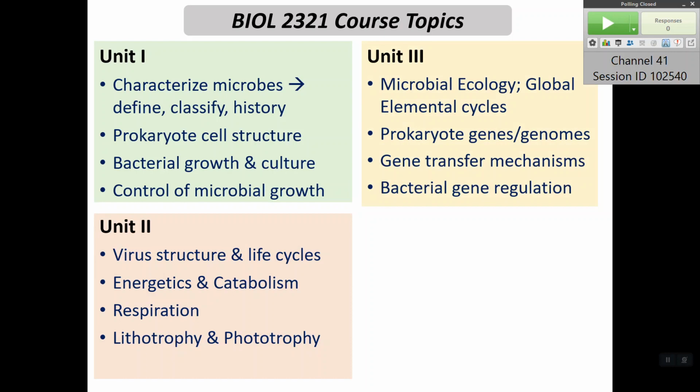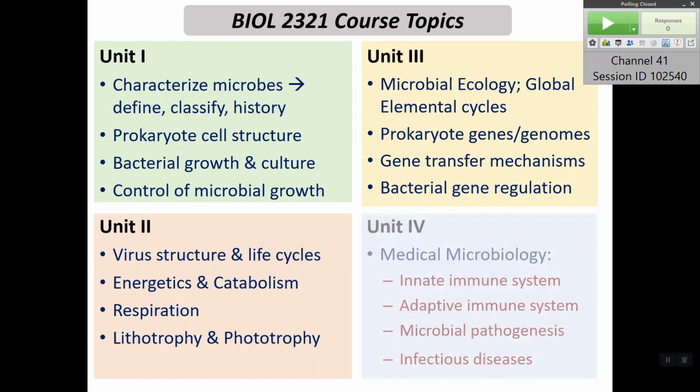Then unit 3 is a little bit about ecology at the beginning. Then this is more or less aspects of bacterial genetics. And then we finish with medical microbiology: your immune system, bacterial pathogenesis, how disease-causing bacteria get around your defenses and cause disease. Then we'll look at a list of about 15 or so infectious diseases we'll go through at the very end of the semester. So that's kind of the layout of the course, and again, each unit will have its own exam.